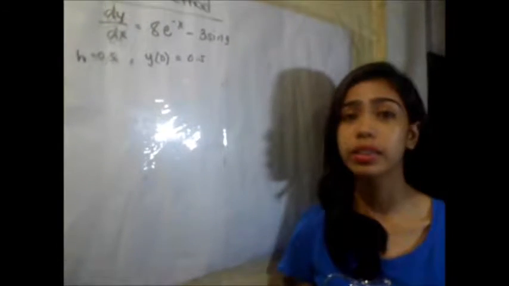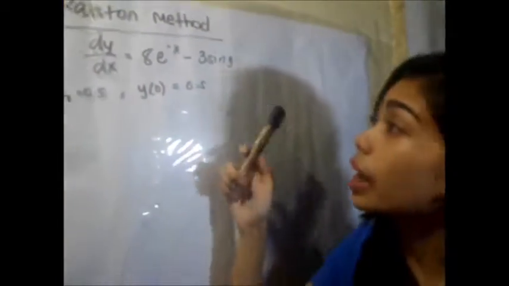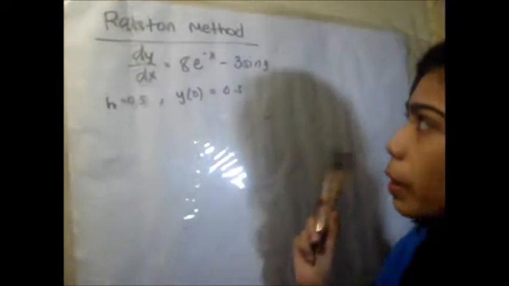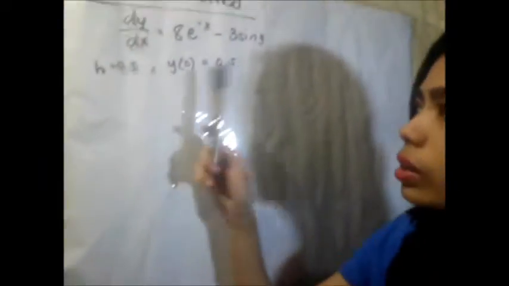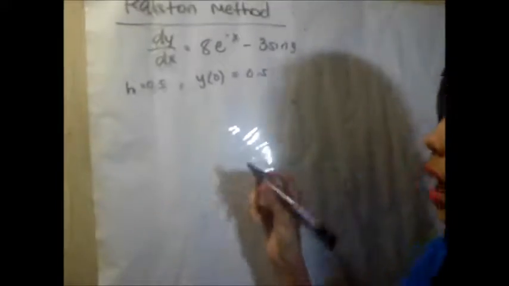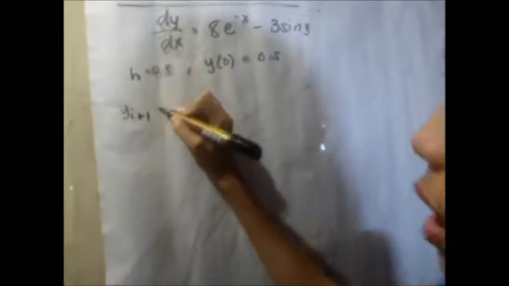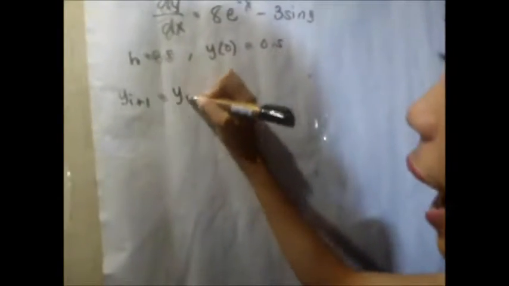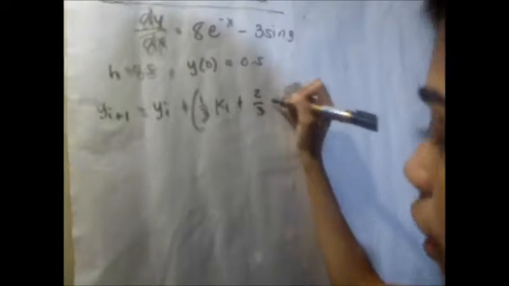Okay, so the next one is the Ralston method. We have an example here: dy over dx is equal to 8 times e raised to negative x minus 3 sine y. Again, we have the given step size of 0.5, y sub 0 of 0.5. To implement this method, its general formula is y sub i plus 1 equals y sub i plus 1 over 3 k1 plus 2 over 3 k2 times the step size.